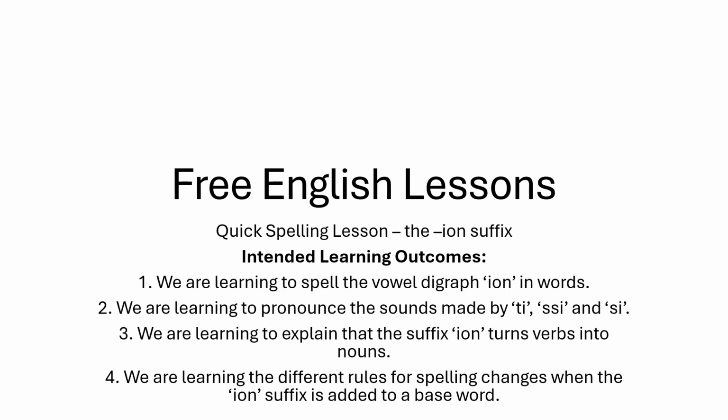This series will focus on spelling rules. There are 4 intended learning outcomes for this lesson. 1. We are learning to spell the vowel digraph ION in words. 2. We are learning to pronounce the sounds made by TI, SSI and SI. 3. We are learning to explain that the suffix ION turns verbs into nouns. 4. We are learning the different rules for spelling changes when the ION suffix is added to a base word.